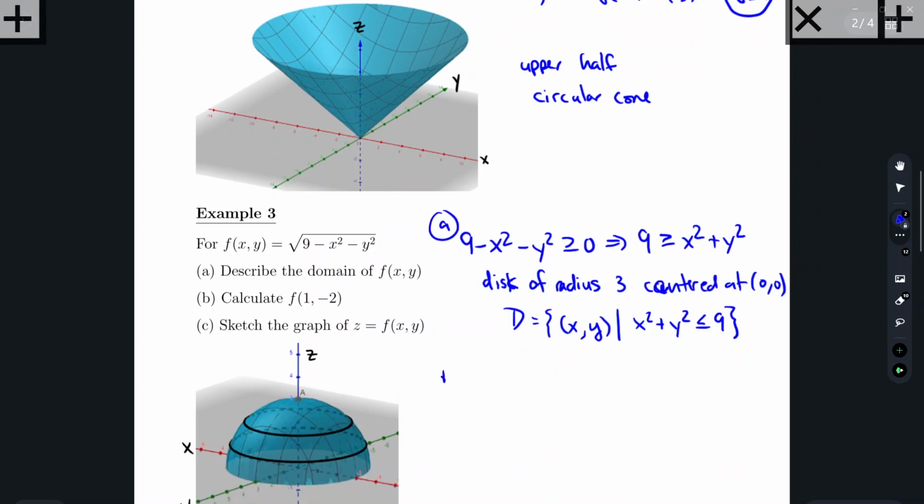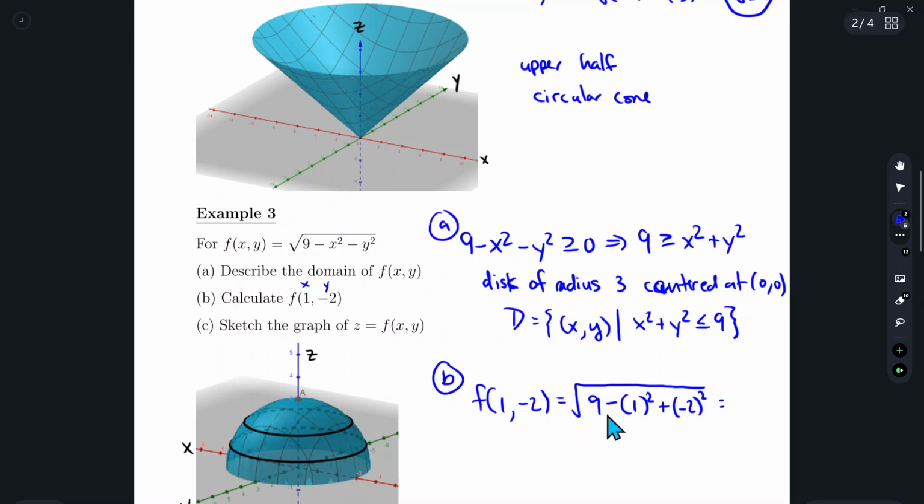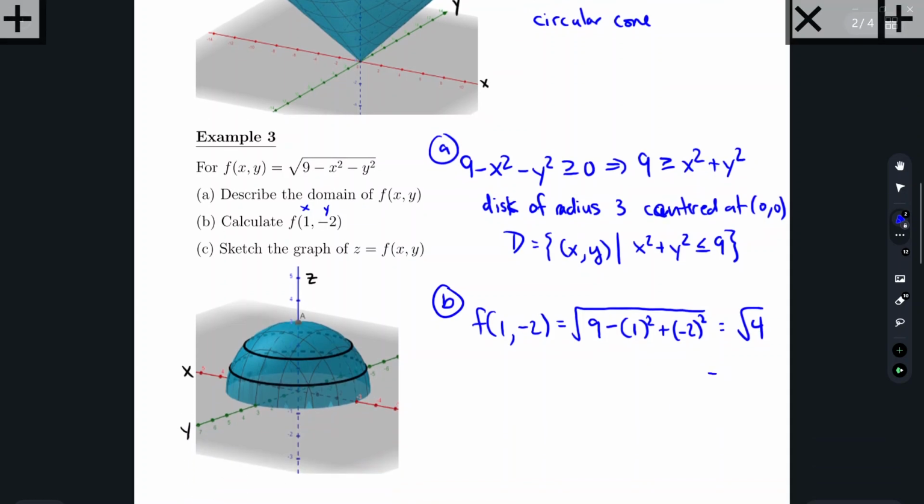And then in part B, again, we calculate the function value. This is the x value, this is the y value. We just plug it into the function and calculate. So you get 9 minus 1 squared plus negative 2 squared. What is this? 9 minus 1 is 8. 8 minus 4 is 4. So this is the square root of 4, or 2. Okay, so the function value is 2.